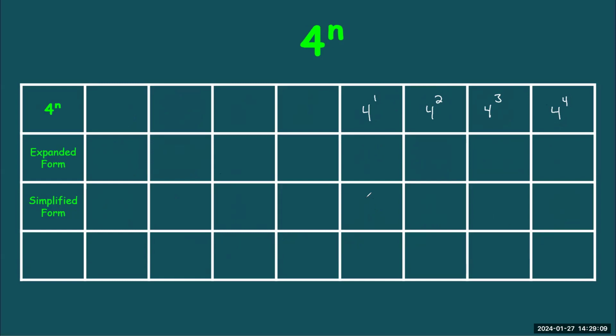We know the simplified form of 4 to the power of 1 is just going to be 4. 4 squared is 16. 4 cubed is going to be 16 times 4, which is 64. 64 times 4 will produce 256. And as we start from 256 and work our way backwards, we're always dividing by 4, dividing by that base.